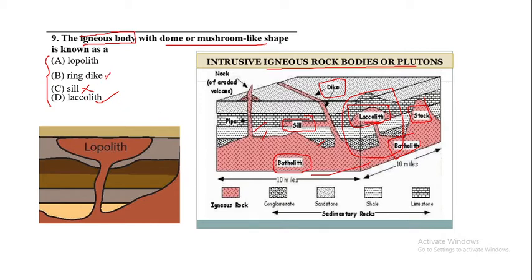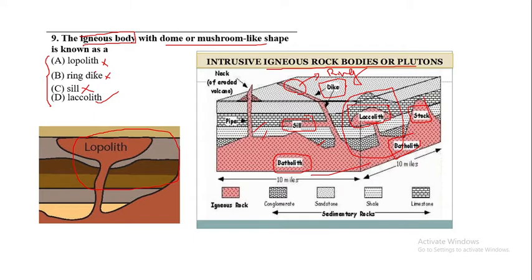Next is ring dike. Here you can see a dike. A ring dike is nothing but a rounded structure, just like a ring. If it is in a ring shape, then it is called a ring dike. The next is lopolith. Lopolith may be expressed as an inverted form of laccolith. This will be the structure for a lopolith.